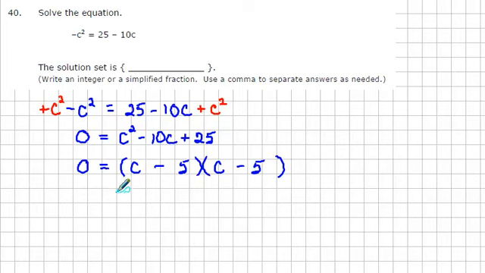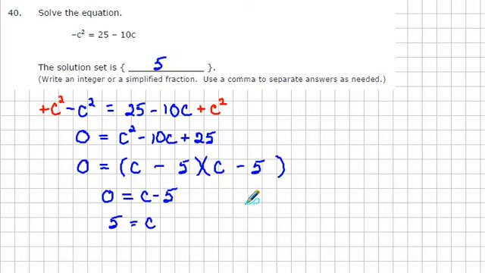Well, now that we've factored, we can use the zero factor principle. In order for a product to be 0, one of the factors has to be 0. Well, in this case, the two factors are exactly the same. So what that means is that 0 must be equal to c minus 5. When we add 5 to both sides, we get c is equal to 5. So the only solution to this particular equation is 5. The solution set is the set containing the number 5.